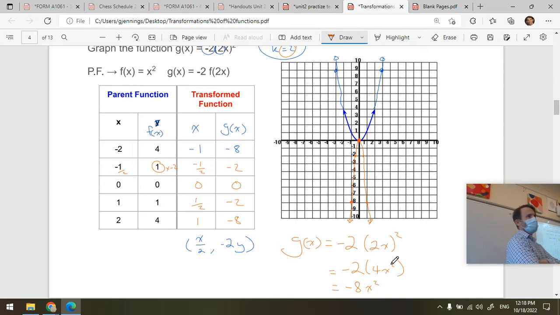What did A do? It multiplied the y value and stretched the y value. Yeah, A is just a stretch. It's a vertical stretch by factor A.